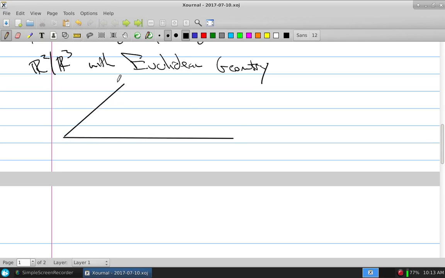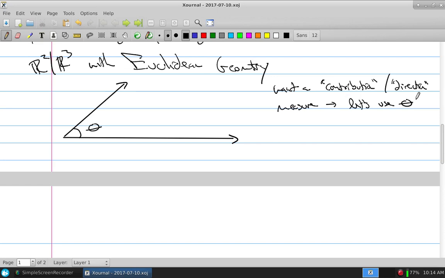Easiest way to do this is, contribution is best measured by what? Angles. So it looks like theta is probably the best way to talk about this, a metric, right? If I want a metric of contribution, I would like to say no contribution, exact contribution, or some contribution. Probably the metric that I know best would be just simply theta. So if you want a contribution or some sort of direction measure, let us use theta. Seems reasonable, right? We'll use trigonometry.